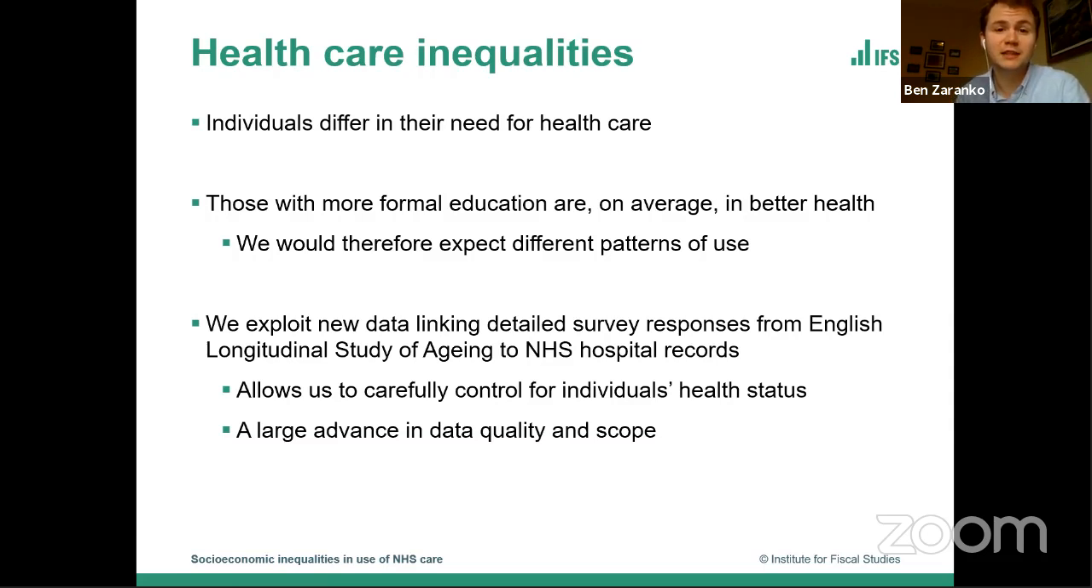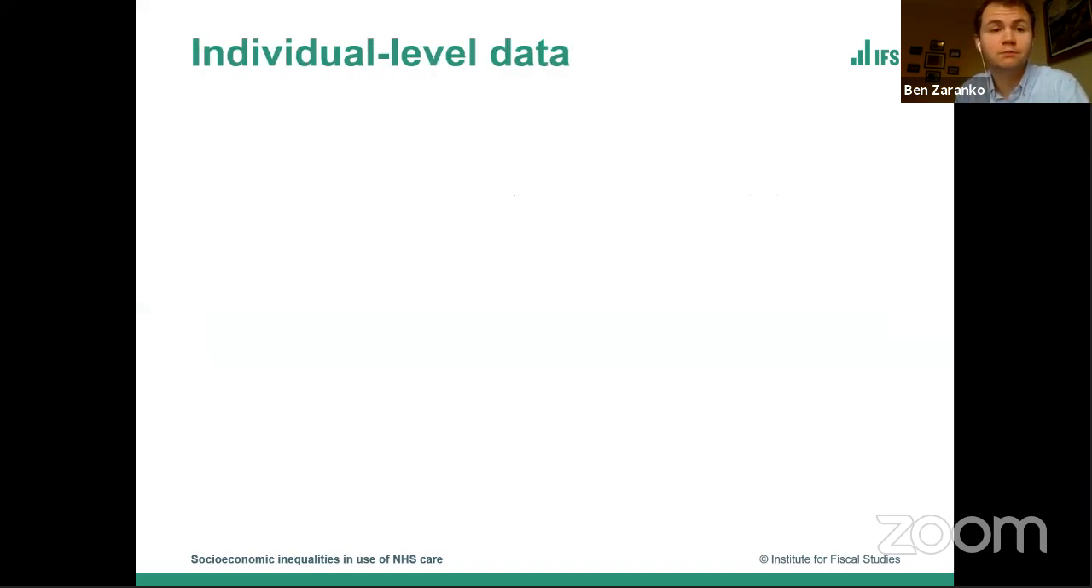So we exploit this new data set that links individual level responses from the English Longitudinal Study of Ageing, or ELSA, to those same individuals' hospital records within the NHS, and that allows us to carefully control for individuals' health status and how that varies, and also to look at detailed information about how much they use hospitals and what type of hospital care they used and when. And this is a large step forward in data quality and scope that allows us to go beyond what's been previously possible to answer new questions and to dig deeper into what's really going on.